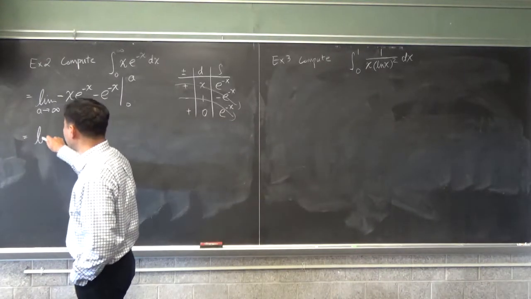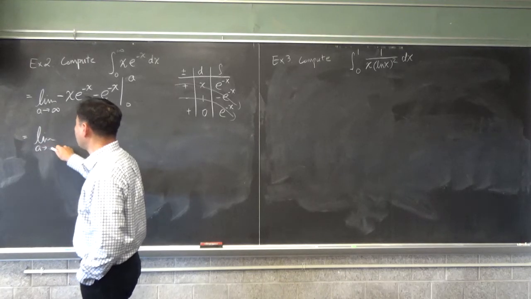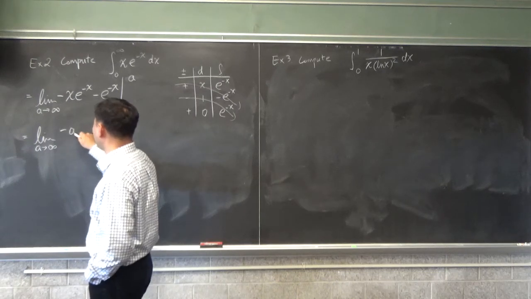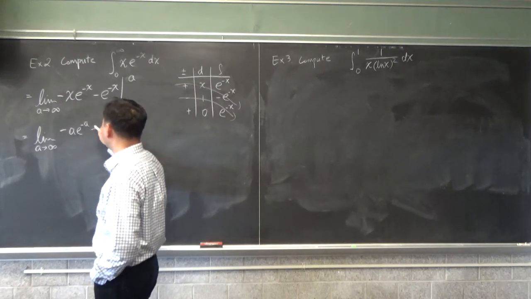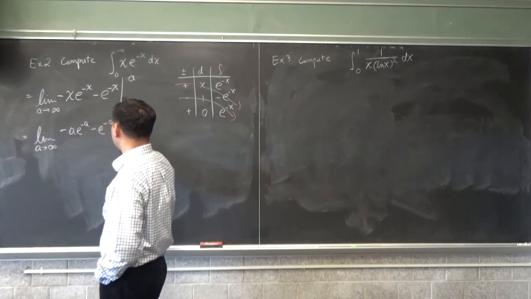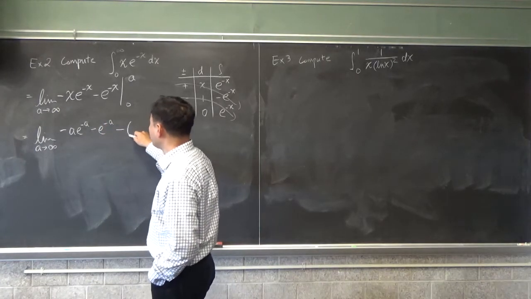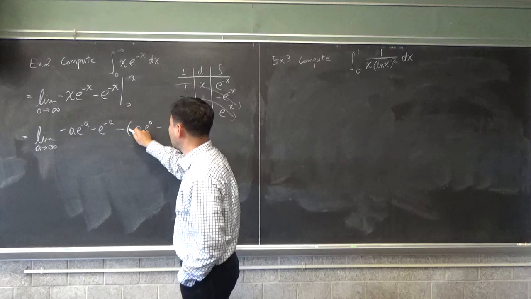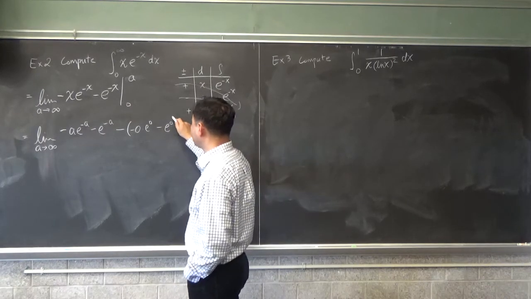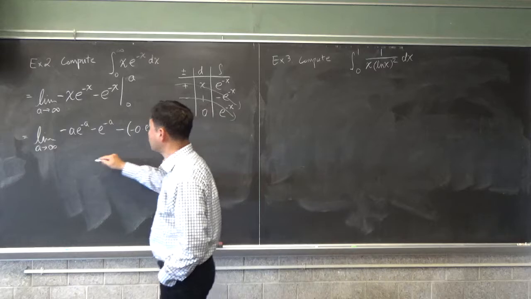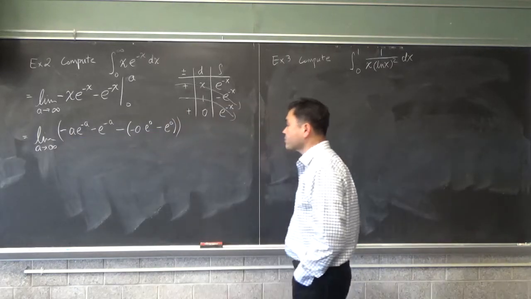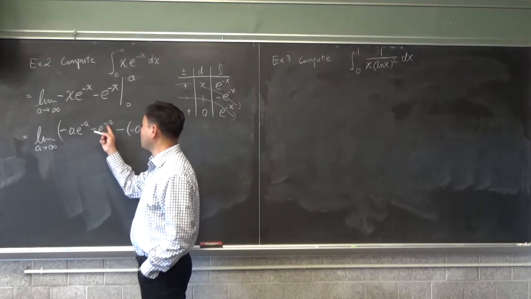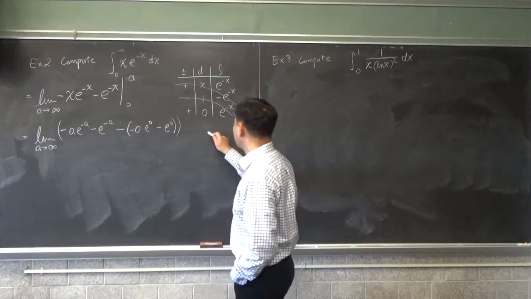This is limit a going to infinity of negative a e to the negative a minus e to the negative a, and then you have to minus 0 times e to the 0, which is a 0, and then minus e to the 0. When you plug in infinity to this e to the negative a, you get e to the negative infinity.